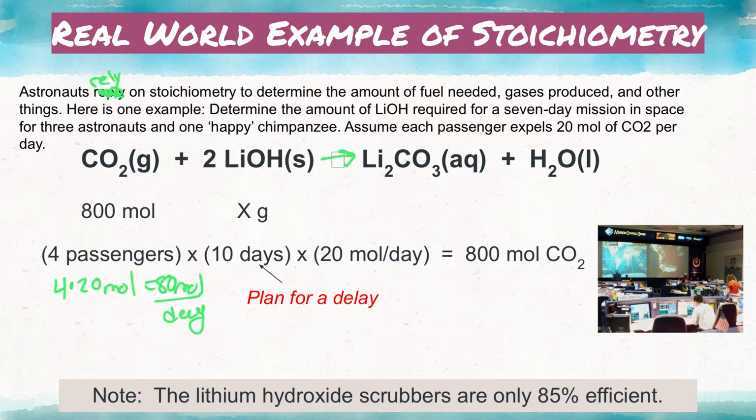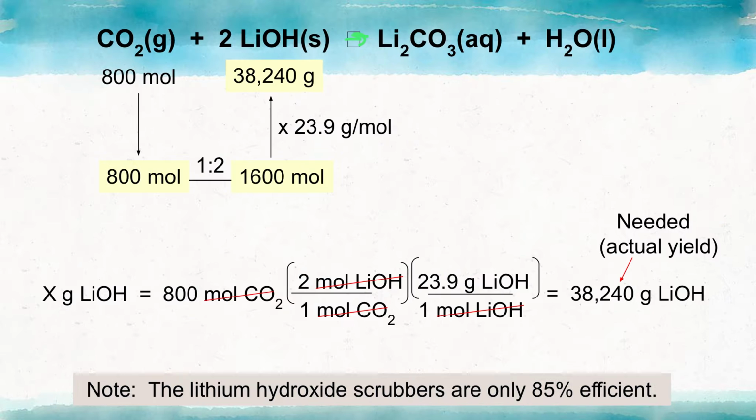We also need to note that only 85% of the lithium hydroxide scrubbers are efficient. So if we have 4 passengers times 10 days that they're going to be on the trip, times 20 moles per day, because that's how much they expel, you need to account for 800 moles of CO2 being expelled on that 10-day trip. So if we look over here, our chemical equation, we have 800 moles. That's how much CO2 is being expelled into the spacecraft.